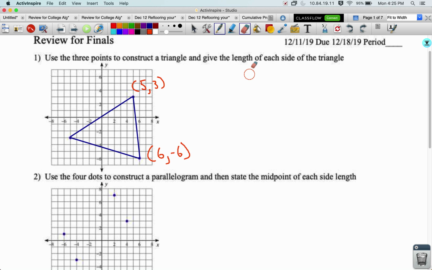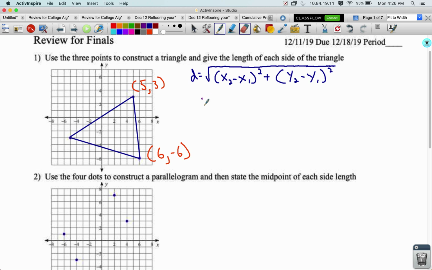I'll write out the formula, or you can think about just the Pythagorean theorem and constructing little right triangles that connect any two sides. All right, so the formula for distance is the square root of the difference in the x values, so x2 minus x1 squared, plus the distance in the y values, so y2 minus y1 squared.